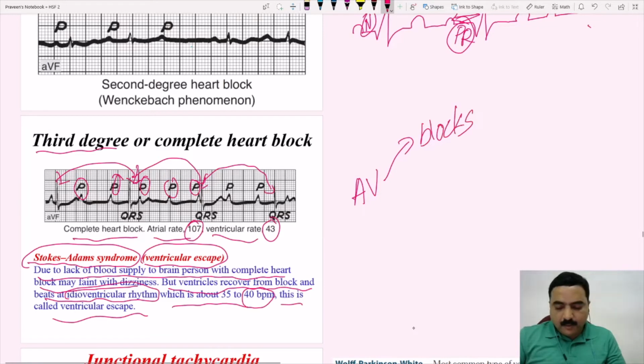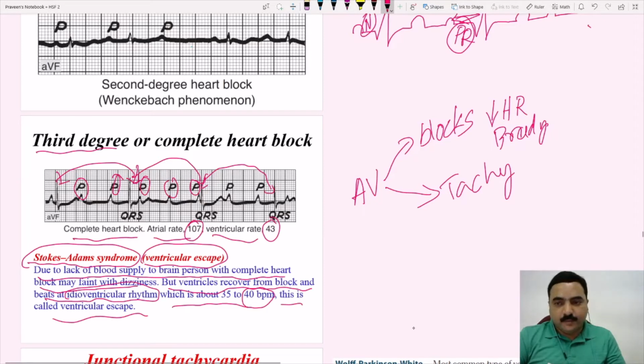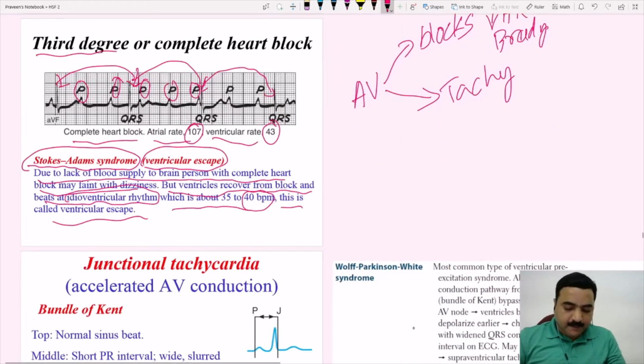Okay, that is called bradycardia. The blocks mean a decrease in heart rate, and this is referred to as the bradyarrhythmias. This is a part of bradyarrhythmia, whereas you can get tachyarrhythmias due to AV nodal problems. So now let us look into the tachyarrhythmias that are happening at the junction, the AV node.